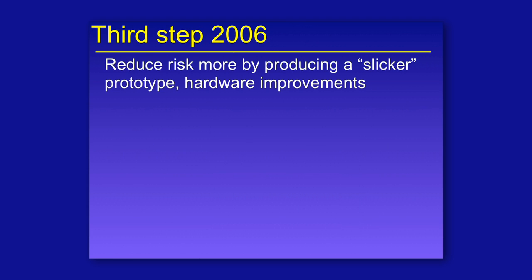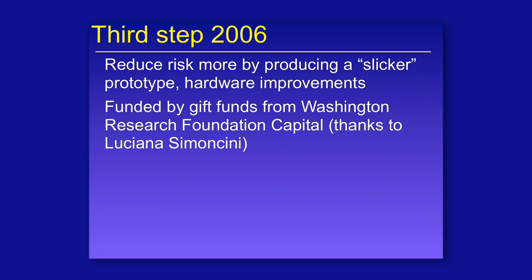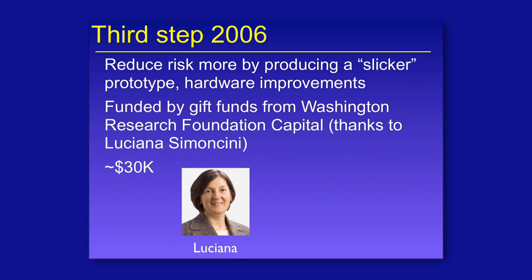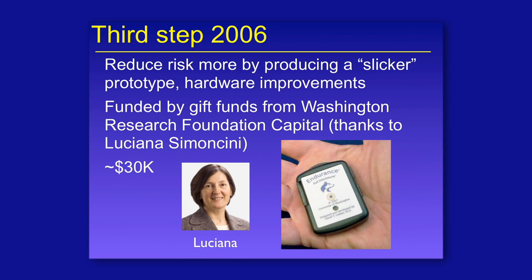So the next step, I wanted to reduce the risk more by producing a slicker prototype with hardware improvements. This was funded by gift funds from the Washington Research Foundation Capital, thanks to Luciana Simoncini. It was about $30,000. Here's Luciana. And here is the prototype that was funded with that. It was roughly the same size, but now it's two channels, had better power management, better signal quality, and also had this cool logo on the front, calling it the Endurance Monitor, full disclosure, and with a cool Husky logo, University of Washington, all that. So it looks a little bit more professional.